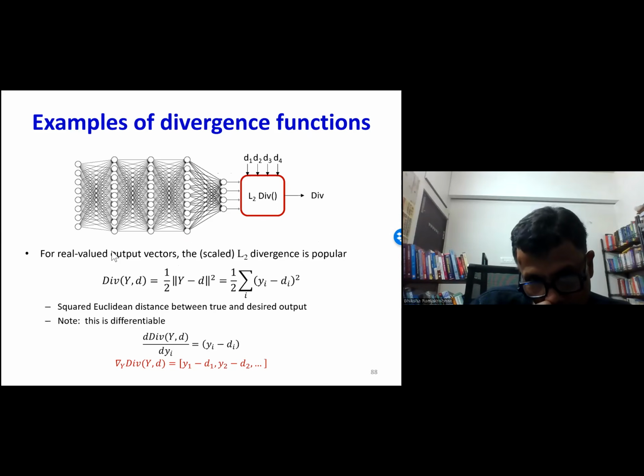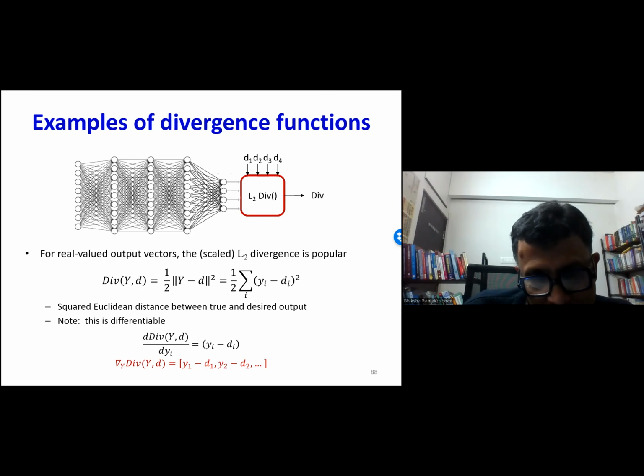For networks which are computing real value outputs, the divergence can simply be the popular L2 divergence, which is defined as half of, keep this half in mind, it's going to appear in your quiz, half of y, which is the actual vector output, minus d, which is the desired vector output, whole square. So this is the squared Euclidean distance between y and d, which is half of the summation of all components of yi minus di whole squared. This half is here so that when you differentiate it, the 2 that comes out cancels out.